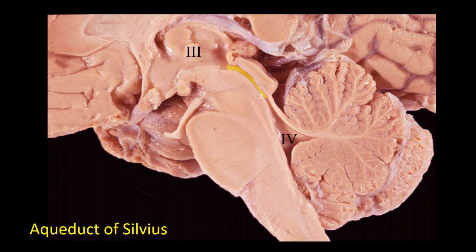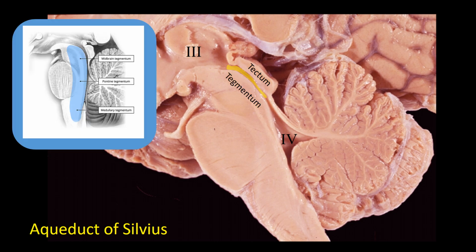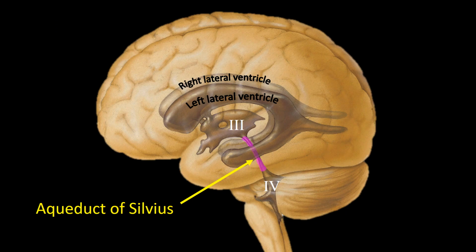The aqueduct of Sylvius is a thin conduit ventral to the tectum, or roof of the midbrain, and dorsal to the midbrain tegmentum, as you see in this insert. So the aqueduct of Sylvius communicates the third and the fourth ventricles. The fourth ventricle is an odd-shaped structure which can only be fully appreciated in a 3D rendition.